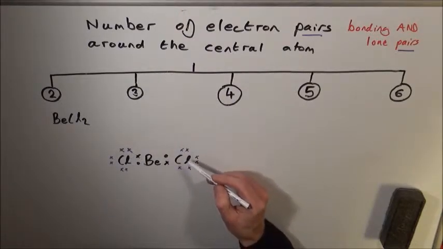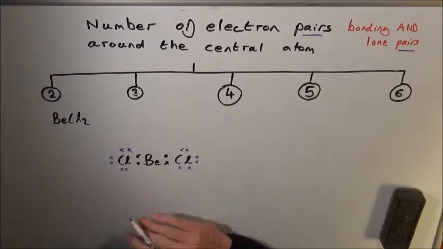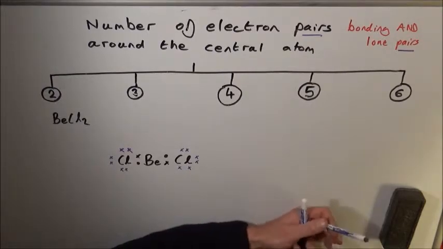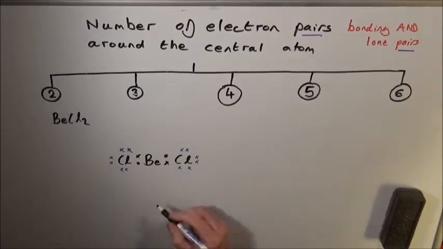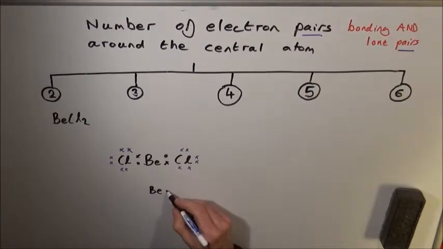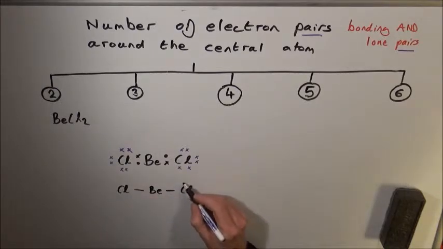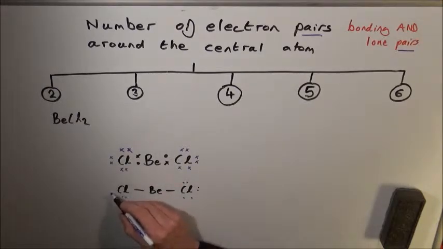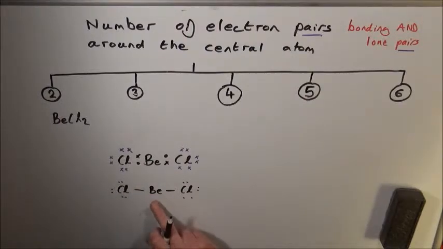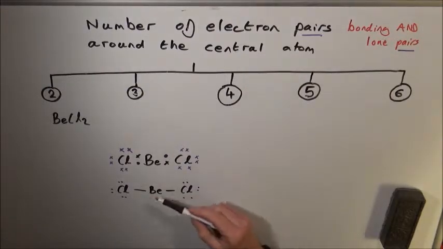But these electrons, they don't control or determine the shape. They would have an effect, but you're not concerned with that at A level or at AS level. So beryllium chloride, we could write it like this, but we're really concerned with the number of electron pairs around the beryllium, the central atom, the atom about which we are considering the geometry, the shape. So there are 2, and they're both bonding, and the shape, as you can see, is a straight line.